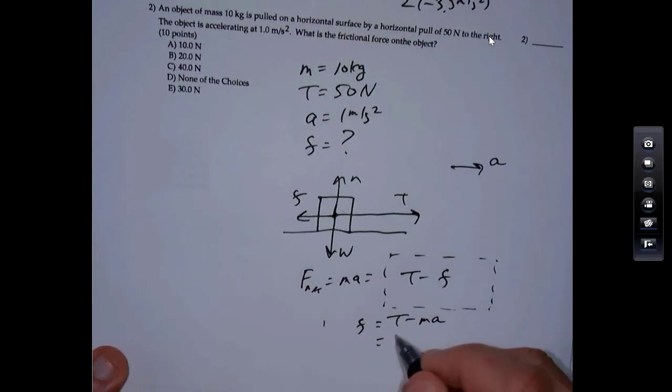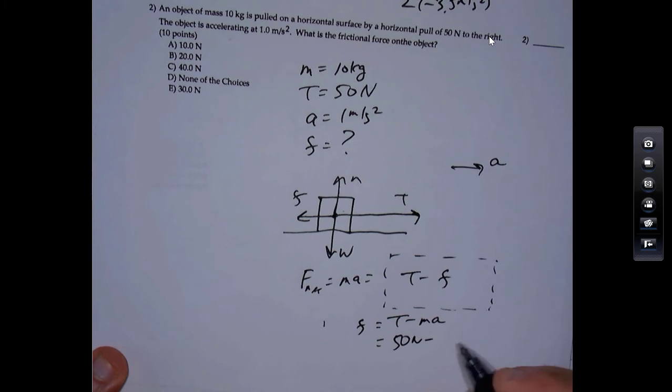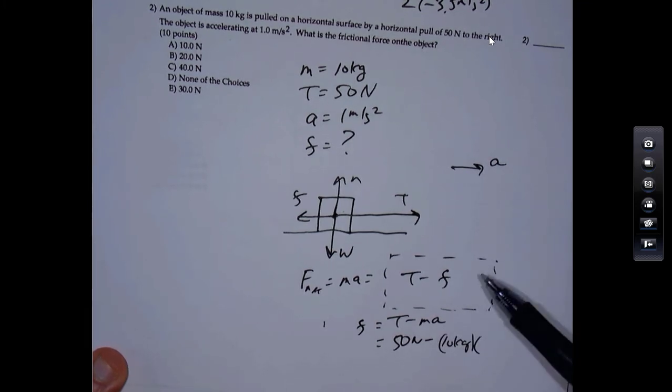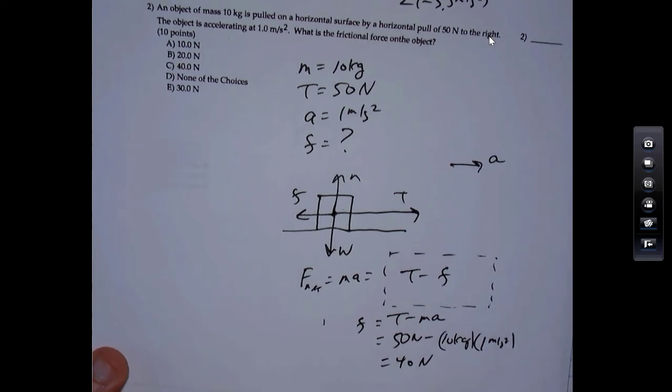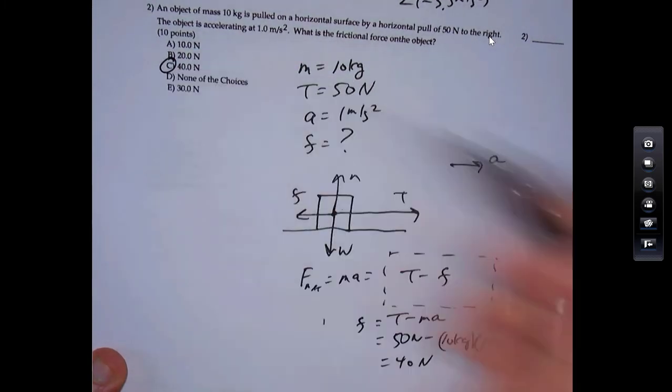Okay, so then I would have 50 newtons minus 10 kilograms times 1 meter per second squared. Okay, that's nice. Turns out to be 40 newtons. That's how much friction must be. And then it's always a good feeling to see the answer there.